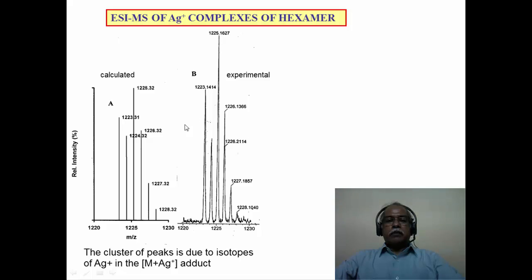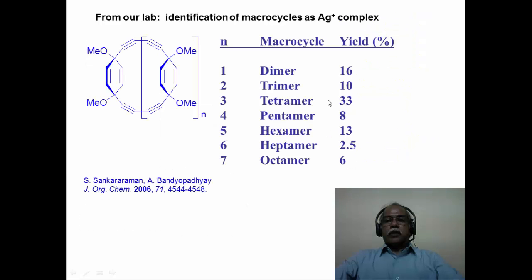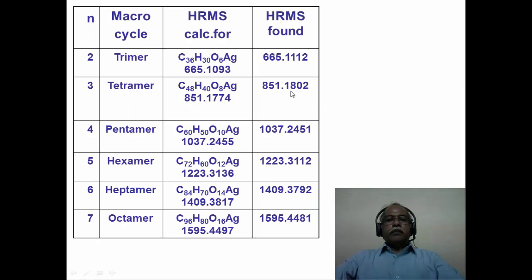This is the experimental spectrum and this is a calculated spectrum. One can calculate the expected isotope distribution based on the natural abundance of the various isotopes that are available, for example. Now the molecular weight of this compound is shown here. This is the molecular weight plus the silver ion, corresponding to 665 for the trimer, 851 for the tetramer, and so on. And this is the high resolution mass that is found for this molecule using mass spectrometry.